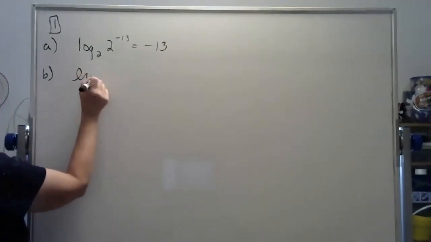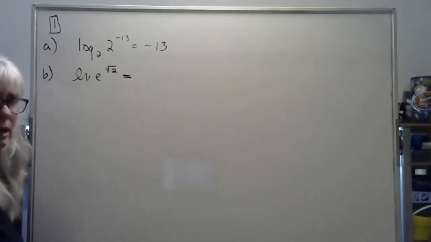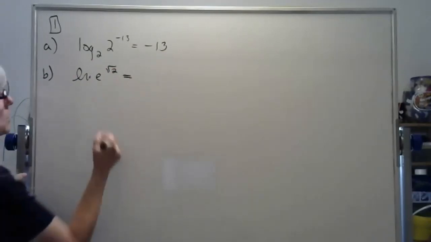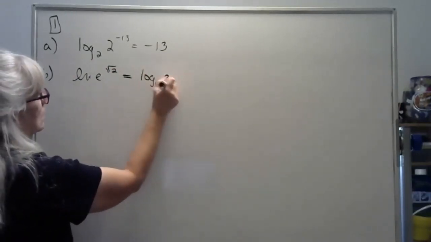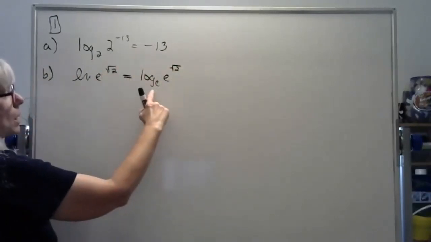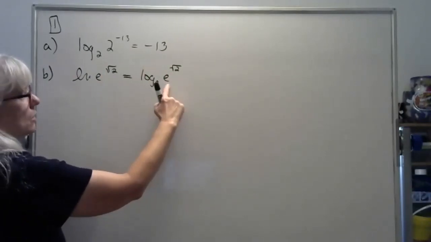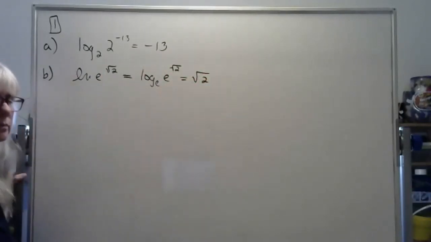The next one says the natural log of e to the square root of 2. Okay, well, I'm going to translate that because we just don't have enough exposure yet. I need to remember that ln stands for log base e of e to the square root of 2. And now I'm right back in the previous problem. The base and the argument are the same. So the only thing that's left is the square root of 2.